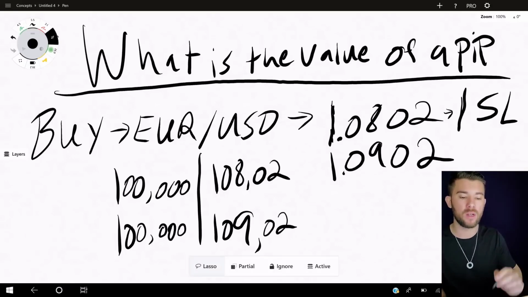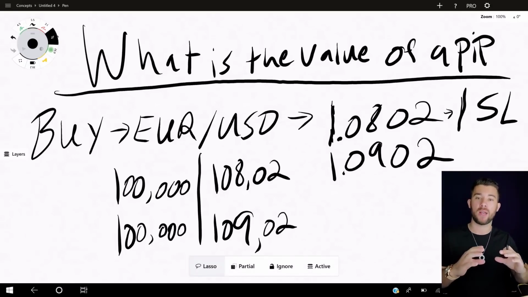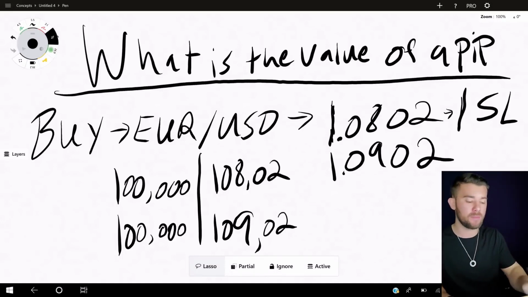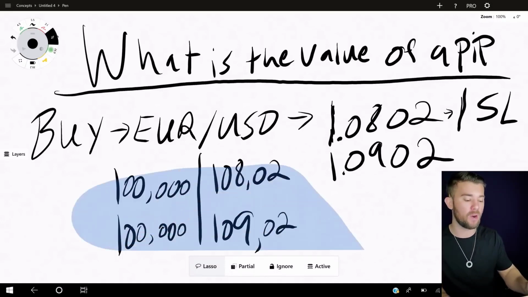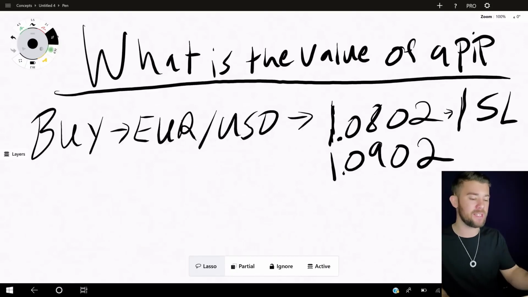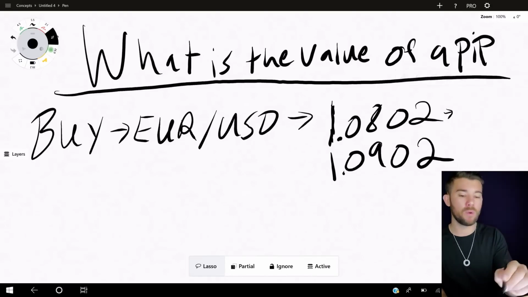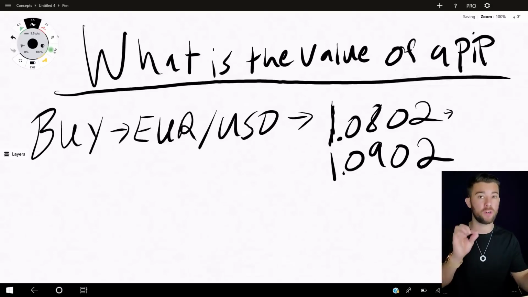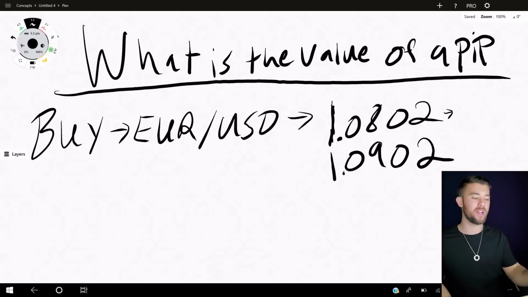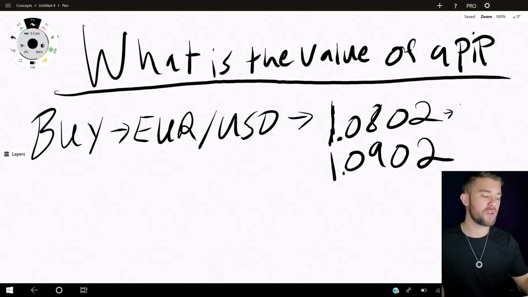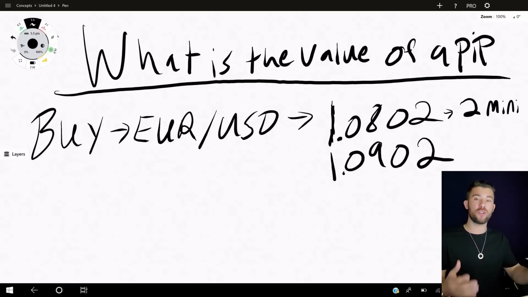Let's go into the way a pip works if you're trading a mini and a micro lot, just to make sure you have a solid grasp on this. We'll keep the math easy with a 100 pip move, except now instead of trading 1 standard lot, we're going to do a little more difficult thing here. Let's assume you want to trade 2 mini lots.